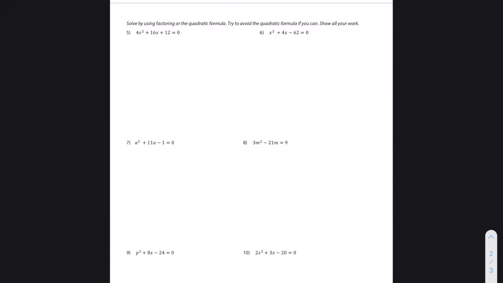And it says there to try to avoid the quadratic formula if you can. And I would highly recommend that. If you want to try factoring the ones, even if they have a greater than 1, I would suggest trying it, because it's a lot easier than going through that quadratic formula. All right, if you have any questions, let me know.